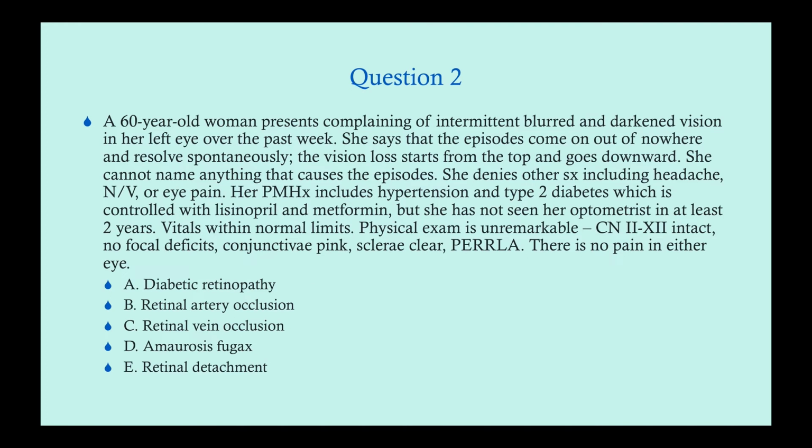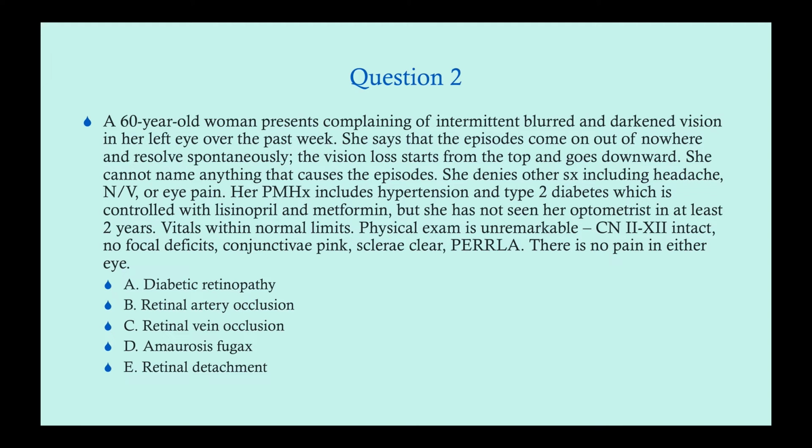Okay, question 2. We have a 60-year-old woman presenting complaining of intermittent blurred and darkened vision in her left eye over the past week. She says that the episodes come on out of nowhere and they resolve spontaneously. The vision loss always starts from the top and goes downward. She can't name anything that causes the episodes. She denies other symptoms, including headache, nausea, vomiting, or eye pain.